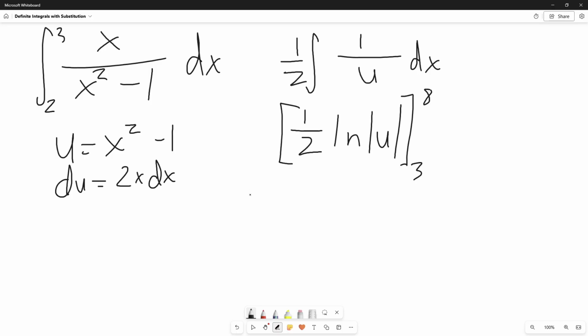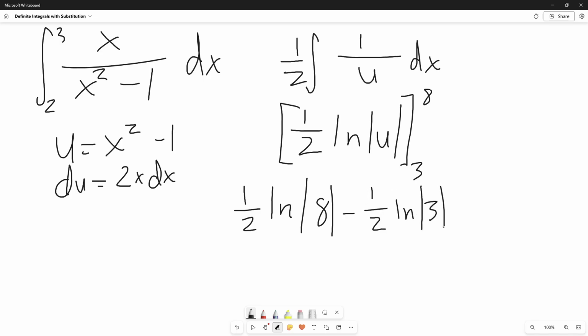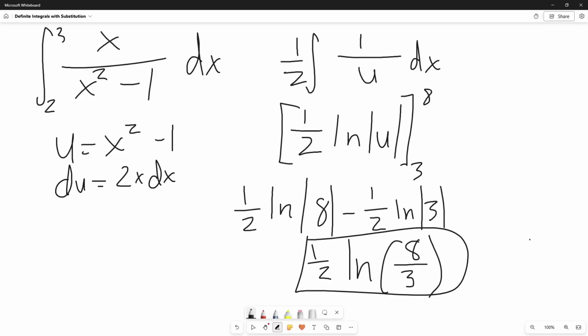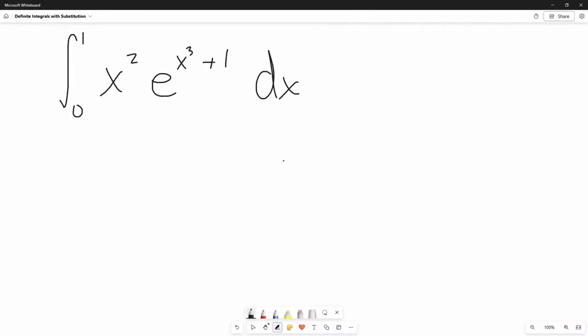So now it's just pretty easy. 1/2 ln 8 minus 1/2 ln 3. And then we can simplify that to 1/2 ln of 8 over 3. And that's our final answer. And let's do another example.